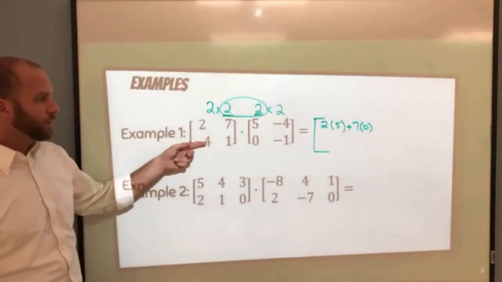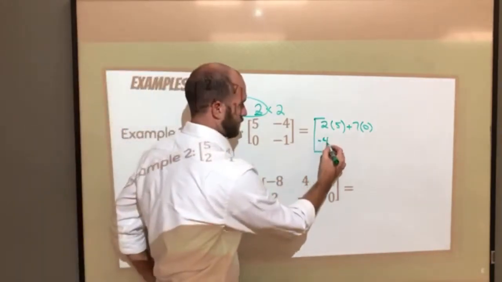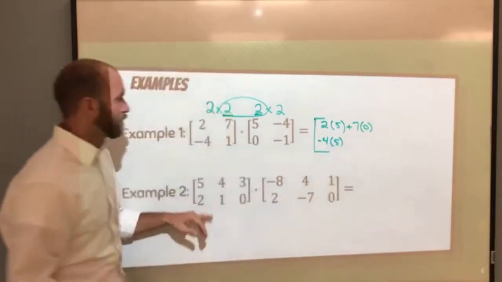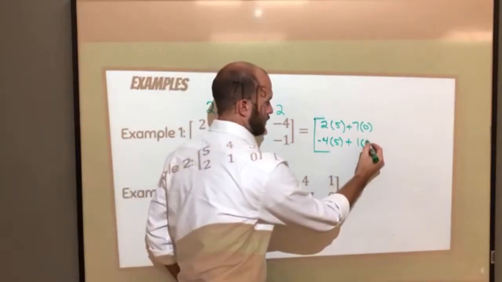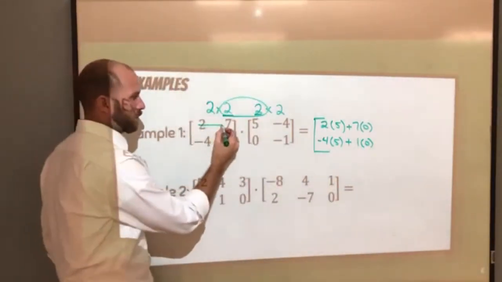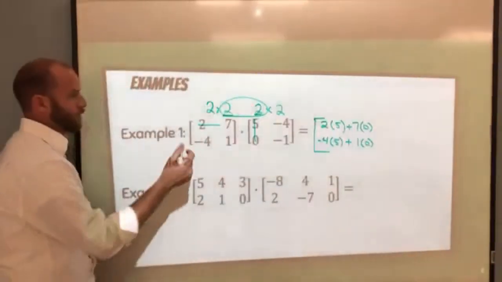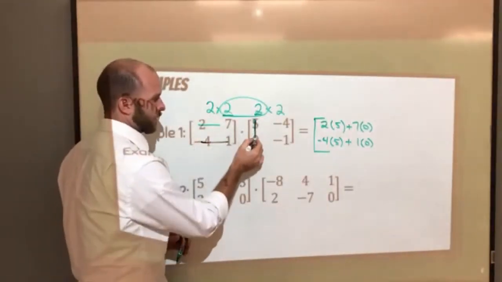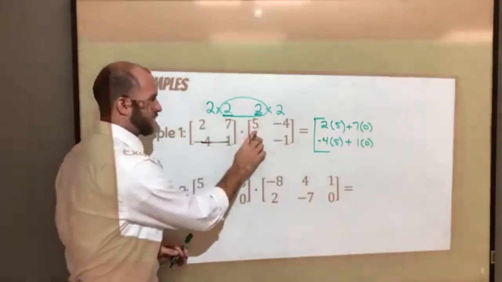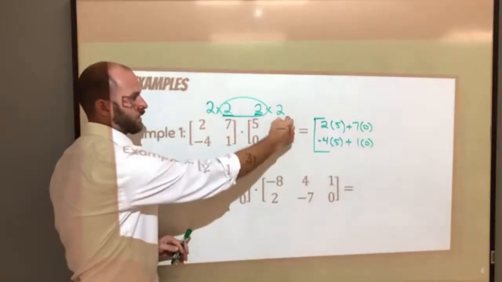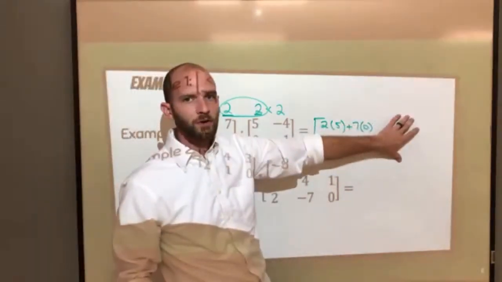Then we're going to do the second row by the first column. So we're going to have negative 4 times 5, plus 1 times 0. So we did our first row by our first column, and then we did our second row by our first column. Now this is where this gets kind of tricky. We're going to repeat this process with the first 2 rows and the second column. And that's going to go in the second column in our resulting matrix.